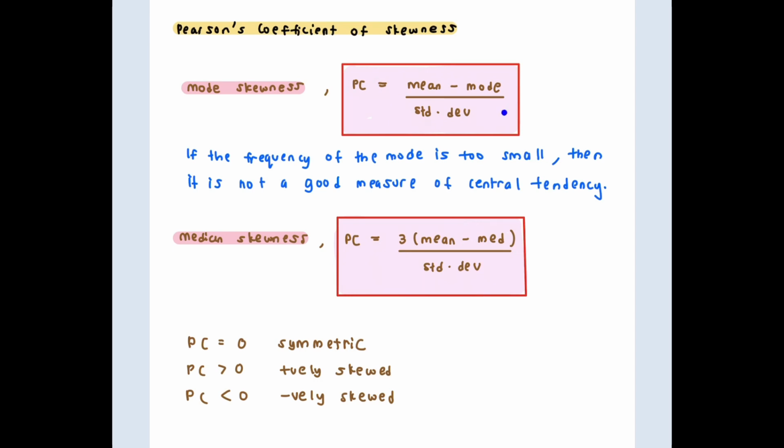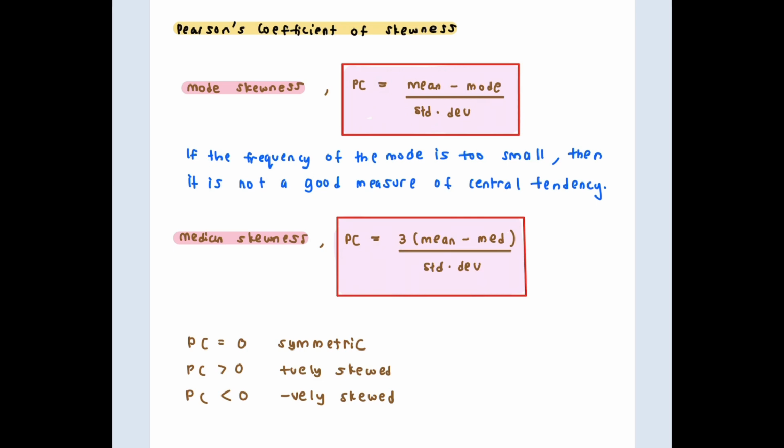For the mode formula, PC stands for the Pearson coefficient. You have the formula of mean minus mode over standard deviation. The second formula, 3 times mean minus median over standard deviation. So the first formula is using mode, the second formula is using median. But if you are using median, you have constant 3 in front. You can use either of these two formulas.